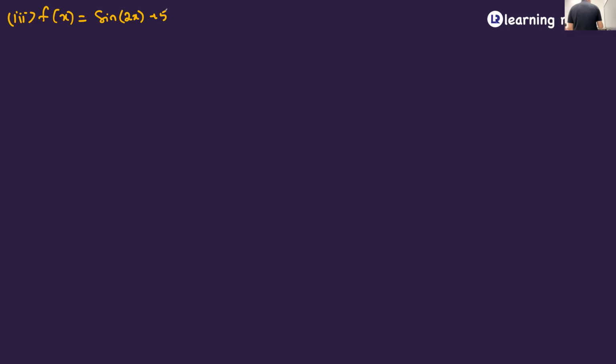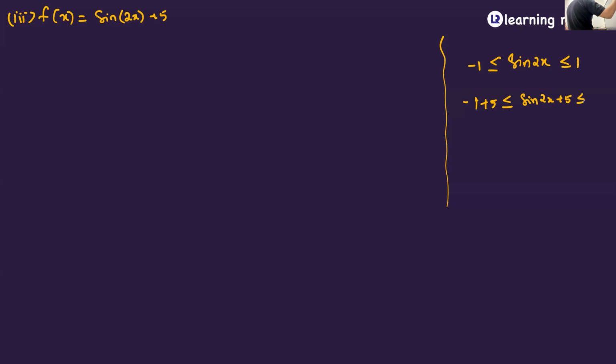Let's see. All these things, I'll always teach you shortcuts because you have MCQs. Minimum value is 4, maximum value is 6. I'll tell you why. Listen to this. Sine 2x is less than or equal to 1, greater than or equal to minus 1. Meaning, sine of any angle you substitute always lies between minus 1 and 1. When you add 5 on both sides, minus 1 plus 5 is less than or equal to sine 2x plus 5, which is less than or equal to 1 plus 5. So this becomes 4 less than or equal to sine 2x plus 5 less than or equal to 6. There is a maximum value and a minimum value. That's it.